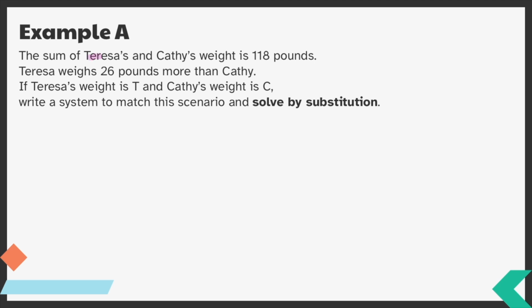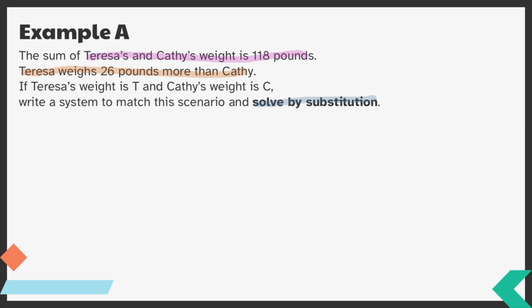So we've got some important information to cover first. First, we know that Teresa and Kathy's weight is 118 pounds, so that's important information. We know that Teresa weighs 26 pounds more than Kathy. That's important information. And we know that we need to solve this using substitution. That's important. So we have to follow all the things that they want us to do. So we first have to set up a system.